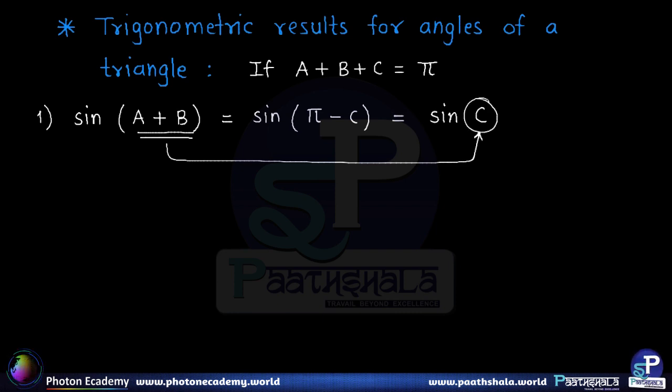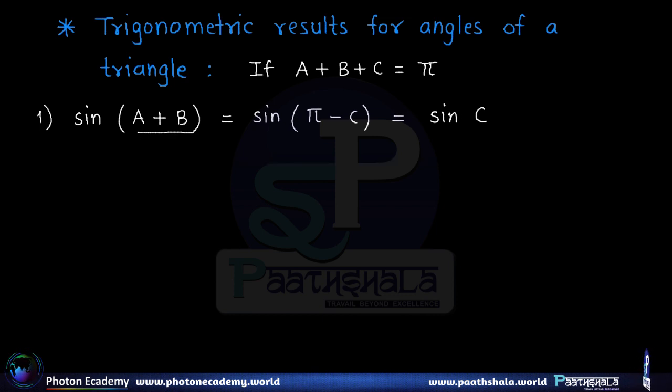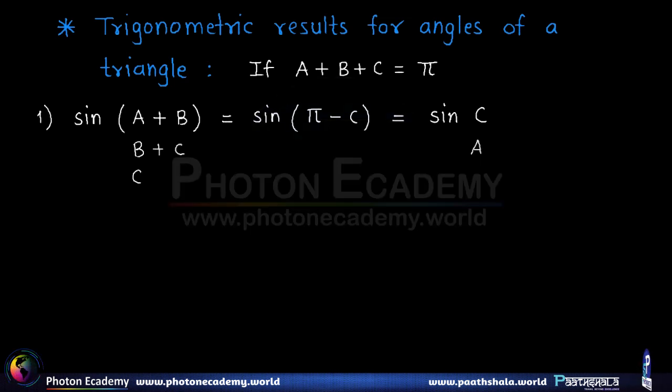So considering the cyclic symmetry in these notations, we can also write sine of B plus C to be equal to sine of A, whereas sine of C plus A is equal to sine of B. So these results can be easily derived once we know the fundamental idea.